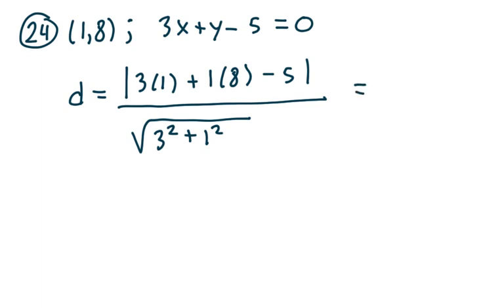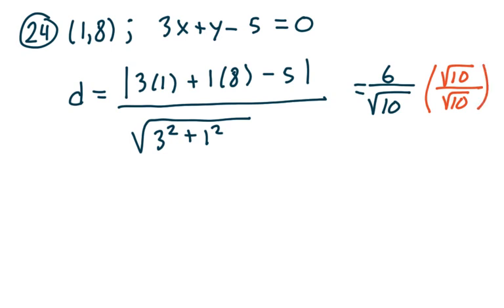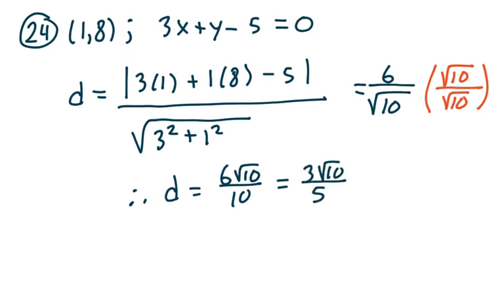So 3 plus 8 is 11. 11 minus 5 is 6. Absolute value of 6 is 6. And then I'm going to divide by the square root of 10. Multiply numerator and denominator by the square root of 10. And so, therefore, d is 6 square root of 10 divided by 10, which is 3 root 10 divided by 5.